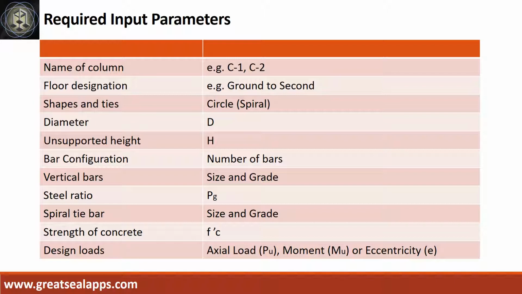Enumerate input parameters required. Name of column like C1, C2. Floor designation like ground to second. Shapes and ties. Diameter of column. Unsupported height. Bar configuration with number of bars. Vertical bars with size and grade. Steel ratio. Spiral tie bars with size and grade. Strength of concrete, and design loads.